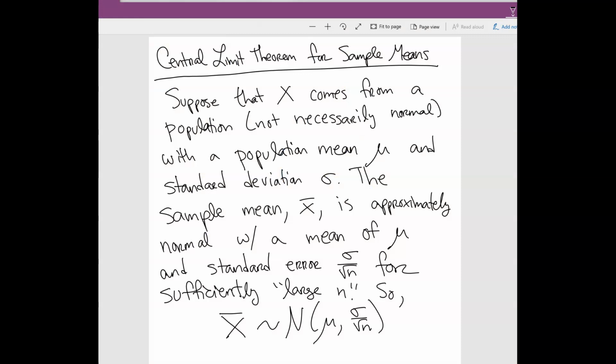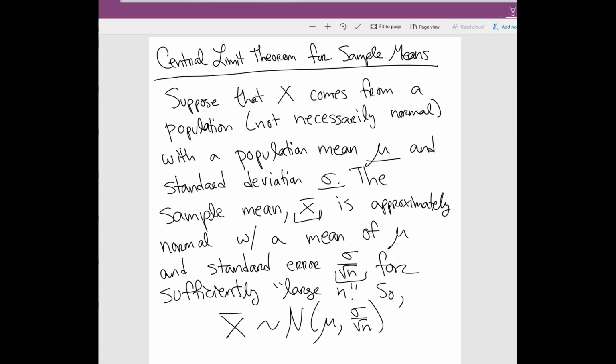Make sure that you write this down. This is what we call the central limit theorem for sample means. Suppose that x comes from a population that's not necessarily normal, with a population mean of mu and a standard deviation of sigma, okay? So we have a mean and a standard deviation that we know from this parent population. So the sample mean, x bar, is approximately normal with a mean of mu and a standard error of sigma over square root of n for sufficiently large n. So x bar is normally distributed with a mean mu and a standard deviation of sigma over square root of n. Okay, so that's what that means.